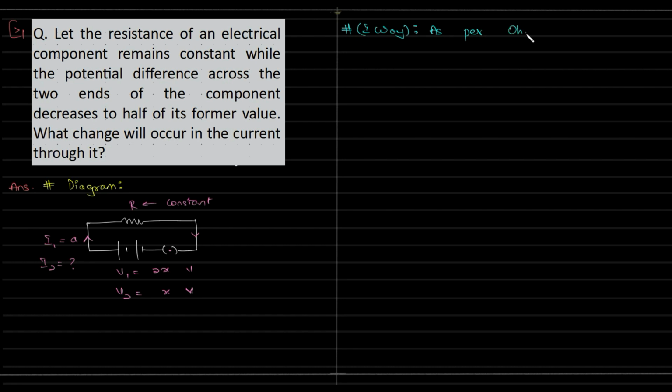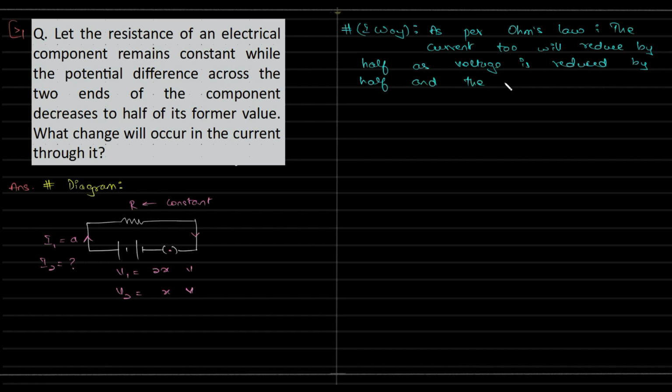As per Ohm's law, the current will reduce by half as voltage is reduced by half, and the physical condition remains the same. So this is your simple, straightforward answer.